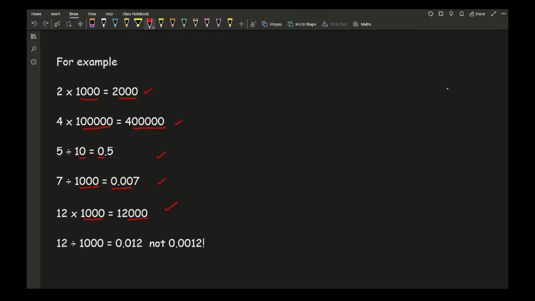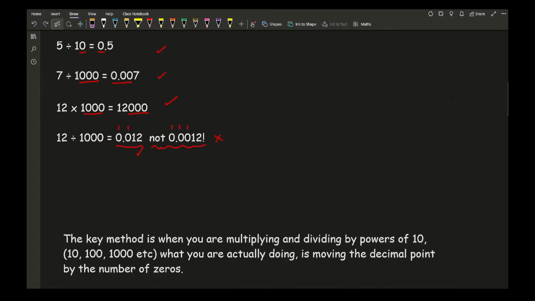However, where this method flaws is when you've got more than one digit that you are either multiplying or dividing by powers of 10. So for example here, I've got 12 divided by 1,000, and the correct answer is 0.012 with 2 zeros. So as you can see, I've got 1, 2, not 1, 2, 3 zeros. So that's where this method is flawed. So this answer is correct. However, this answer here is incorrect.